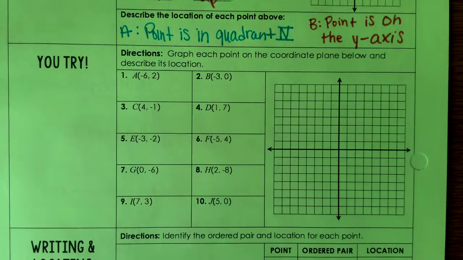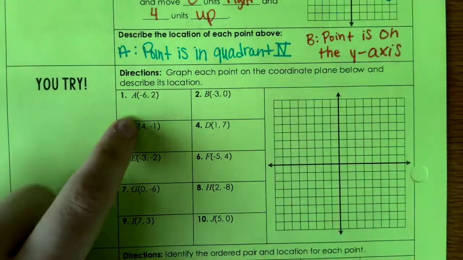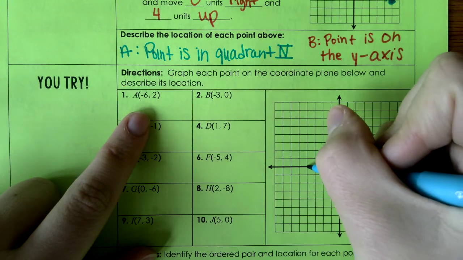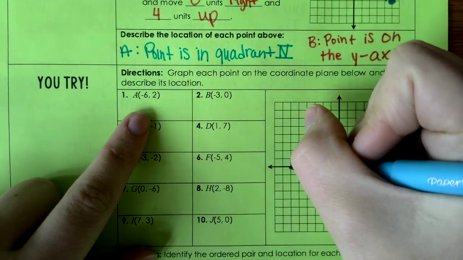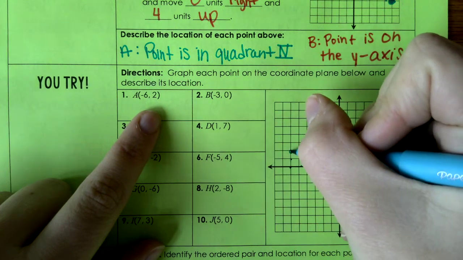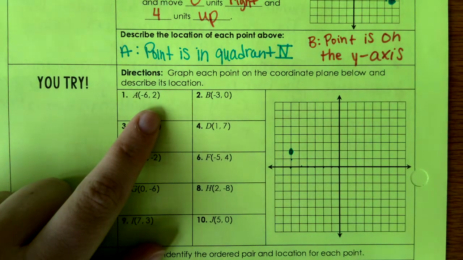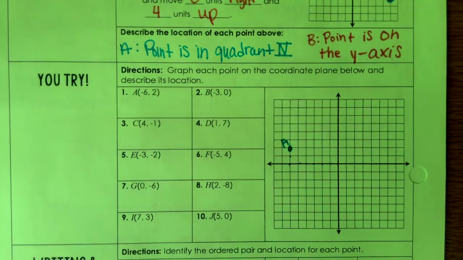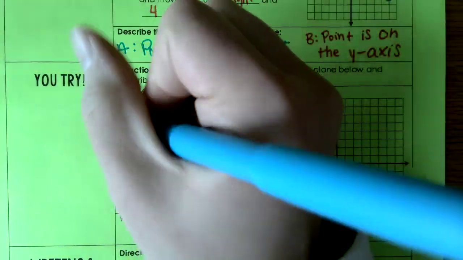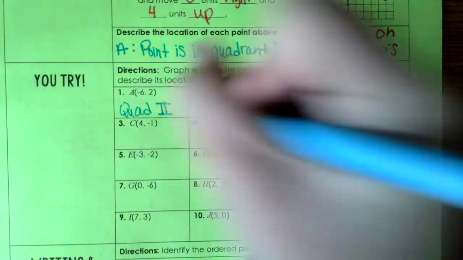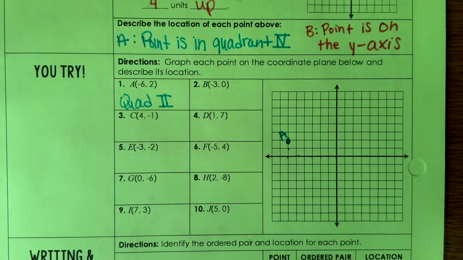So I'm going to plot point A. Point A says -6, so I'm going to go backwards: 1, 2, 3, 4, 5, 6. And then I need to go up 2 because it's a +2. And there we go, that is my point A. What quadrant is that in? Well, that's in quadrant 2. So double check that.